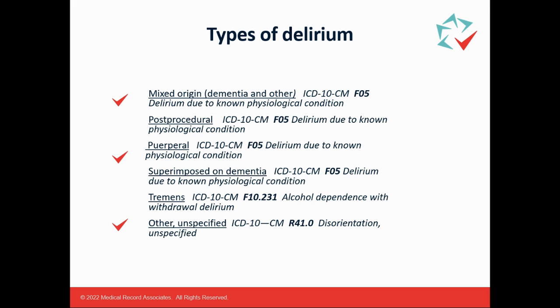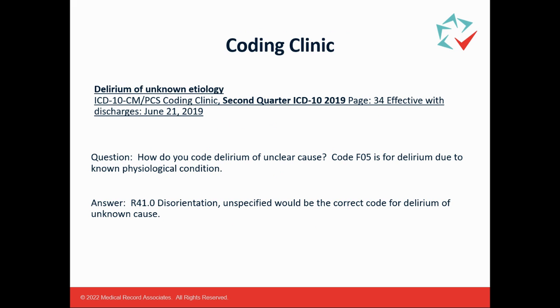And other unspecified delirium, which codes to R41.0, disorientation unspecified. So basically, other than delirium tremens or unspecified delirium, you will be using code F05. And we have a Coding Clinic on coding delirium of unknown etiology, and it's from second quarter 2019, page 34.